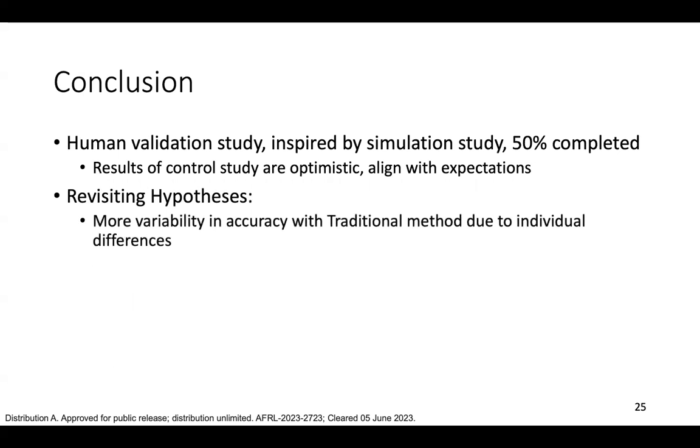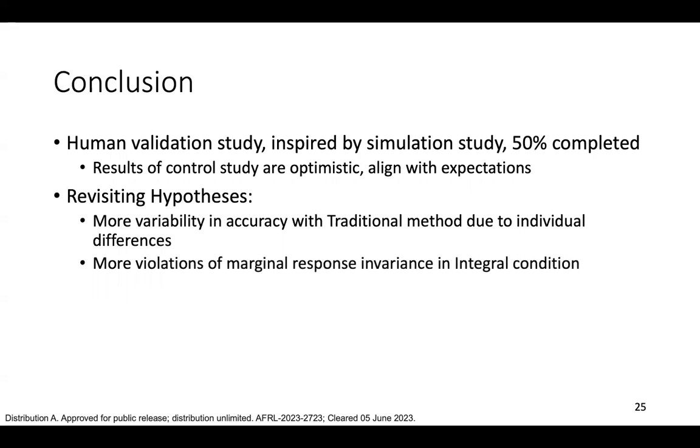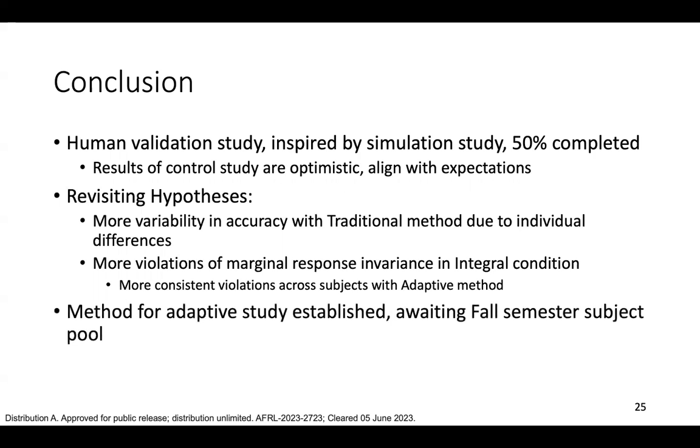We did find individual differences in variable accuracy with the traditional approach, but how that compares to the adaptive approach remains to be seen. We did observe more violations of marginal response invariance in the integral condition than in the separable condition. But whether the difference in violations will be more consistent in the adaptive experiment than in the traditional experiment remains to be seen. Finally, we have established the method and design of the adaptive experiment and look forward to sharing those results with you in the future.